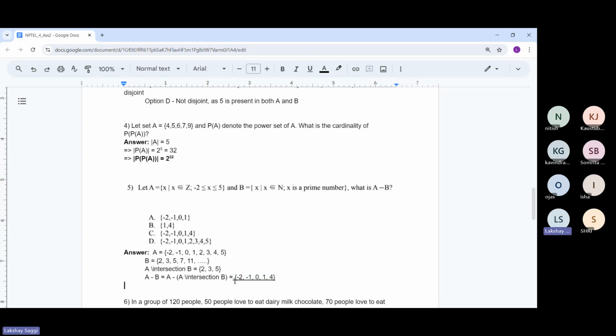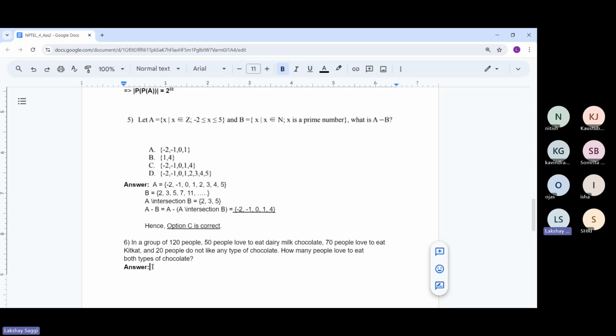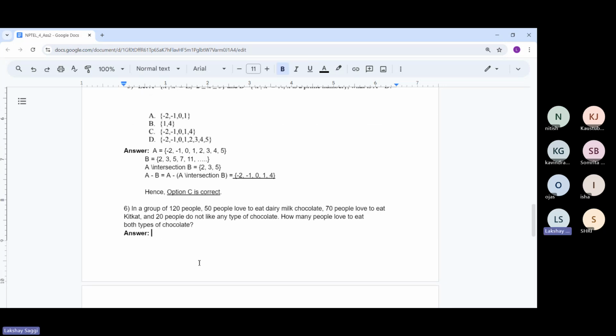So what's this option corresponding to? So -2, -1, 0, 1, 4. So option C. Hence, option C is correct. Okay, then. Maybe we can move on to the sixth question now. I hope this is clear to everyone.